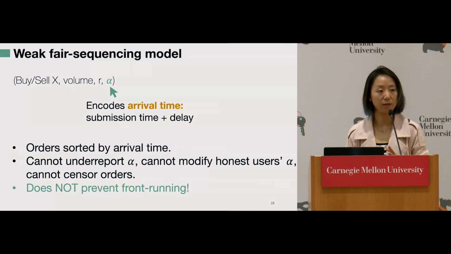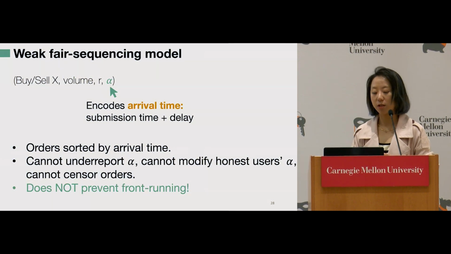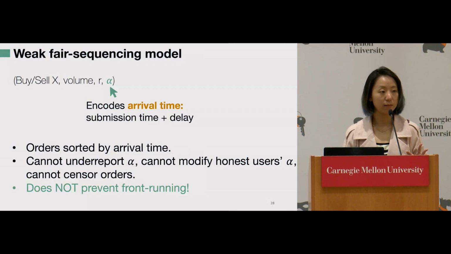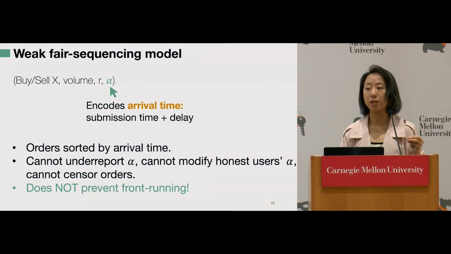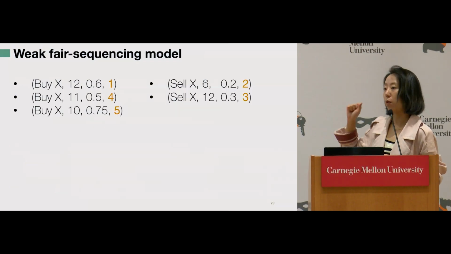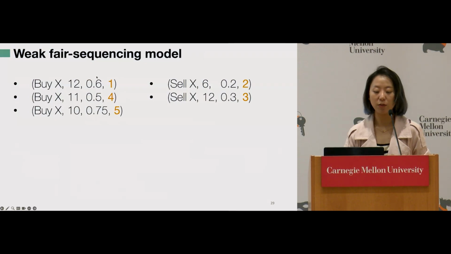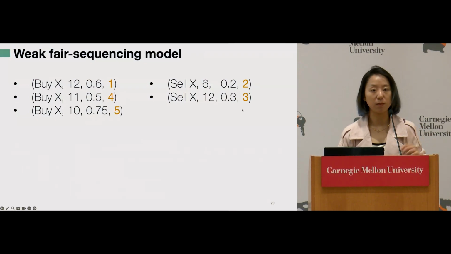because now this sequencing is done by a decentralized sequencer. As I mentioned, I want to emphasize again that this weak fair sequencing model does not prevent front-running attacks. An attacker with small network delay can still front-run a victim's transaction. So for example, now the orders will be sorted based on their arrival time. I'm using integers here just for simplicity.